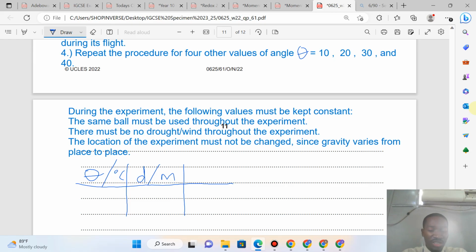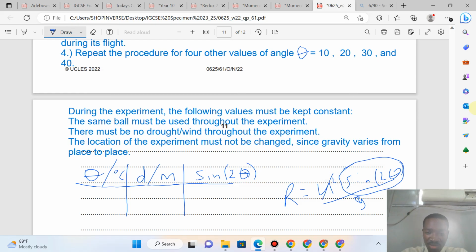And if you are using sine theta, if you are adding other analysis by using sine theta, or you decide to use sine 2 theta for instance, this might be done probably in order to get a straight line graph. Remember from the equation of projectile motion, R equals U squared sin 2 theta all over g. So you might decide to include this sin 2 theta and even this U squared.